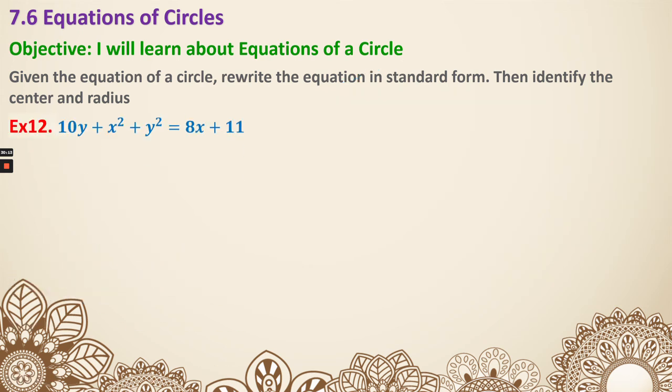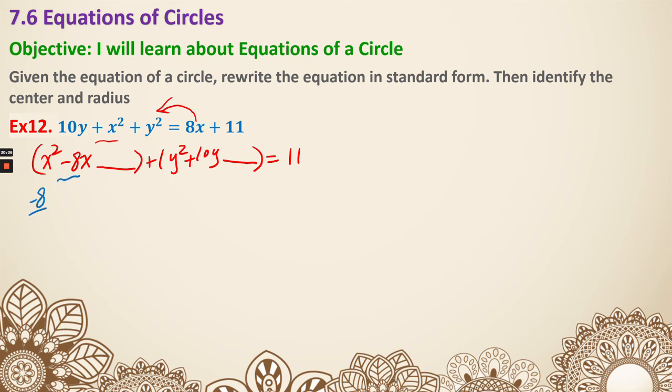Next, number 12. So same thing, I'm going to need all the variables on the left side, so I need to move the 8x to the left side and put it together with the x squared. X squared minus 8x, leave a blank, plus y squared plus 10y, leave a blank, equals 11. Now it's time to find the values that I need. I have -8 over 2 is -4. You're going to square that. Remember, whenever you square a negative number, that's still going to be a positive. It's going to be plus 16.